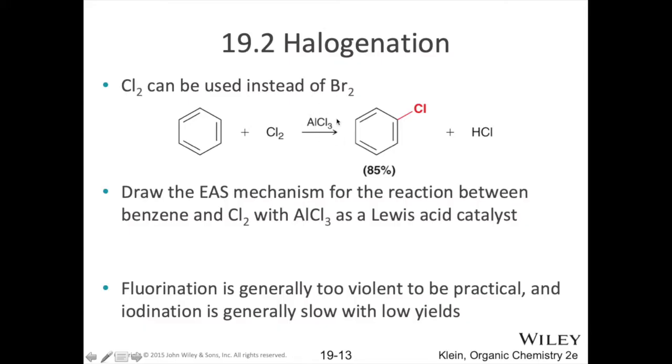All right. So regarding the other halogens, fluorine and iodine aren't really practical for this kind of substitution reaction for opposite reasons. Fluorine is just, that reaction just happens a little too violently to make it very controllable and very practical. And with iodine, it's generally too slow and too low yielding.